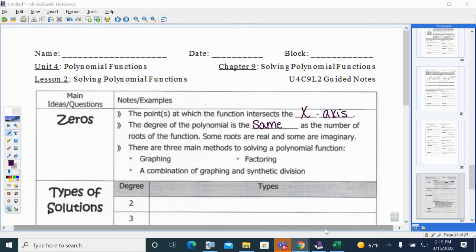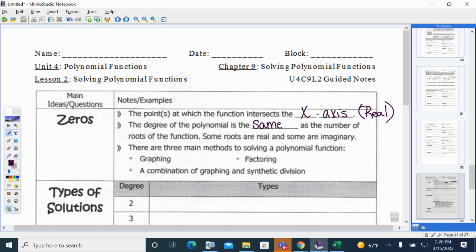This video is on Unit 4, Chapter 9, Solving Polynomial Functions, Lesson 2. In your notes, zeros are the points at which the function intersects the x-axis. So your real zeros, the real solutions, are the solutions where your function hits the x-axis. The degree of the polynomial is the same as the number of roots or zeros of the function. Some of those roots may be real and some may be imaginary or complex.